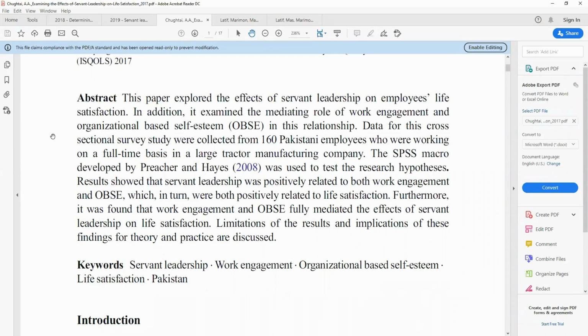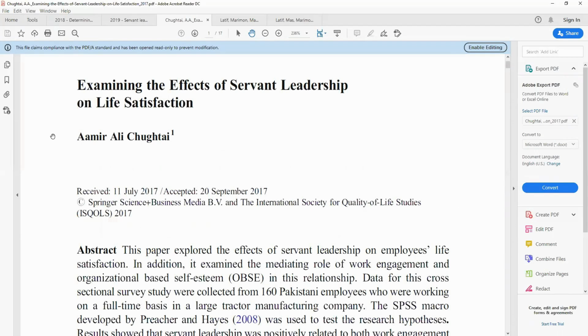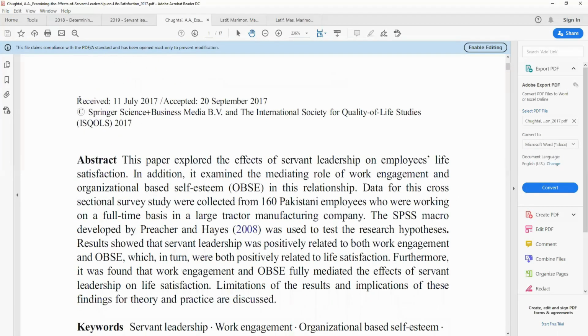When you look at a research paper, the first thing you see is the title, then you see the author or authors, then some relevant information pertinent to the paper, when it was received by the journal, when it was reviewed, when the revisions were made, and when it was accepted. Following this, you will have the abstract. Now, the abstract is the summary of the research paper.